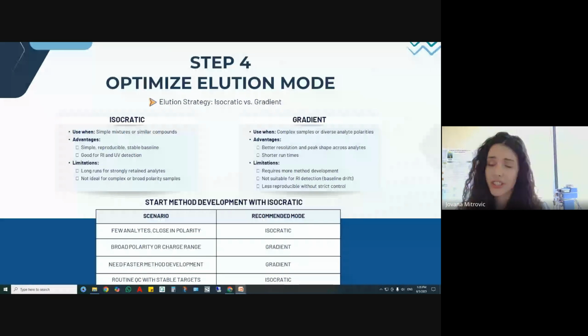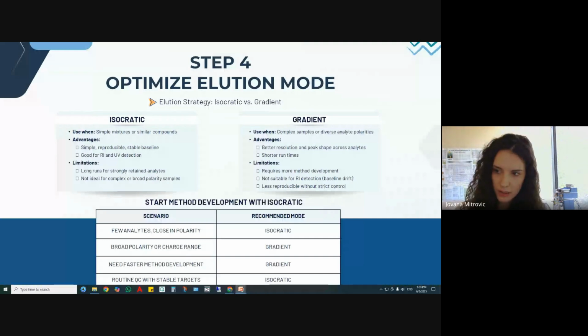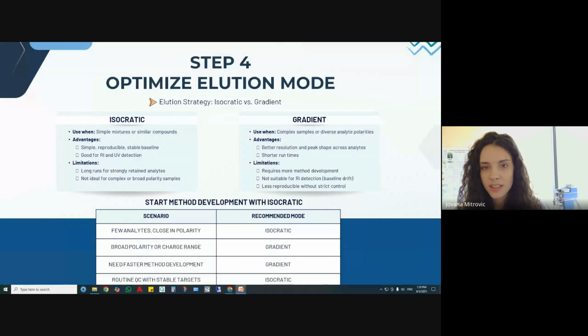Then we also have to consider gradient elution, which is very useful for complex mixtures with analytes of widely varying polarities. For example, we would gradually increase the organic solvent to help retain and elute all analytes that might have very varying degrees of hydrophobicity. But always start with isocratic to understand the basic retention behavior of your analyte. And then, if needed, switch to gradient elution for more effective analysis or shorter runtimes. Choosing the right elution mode balances resolution, speed, as well as reproducibility.